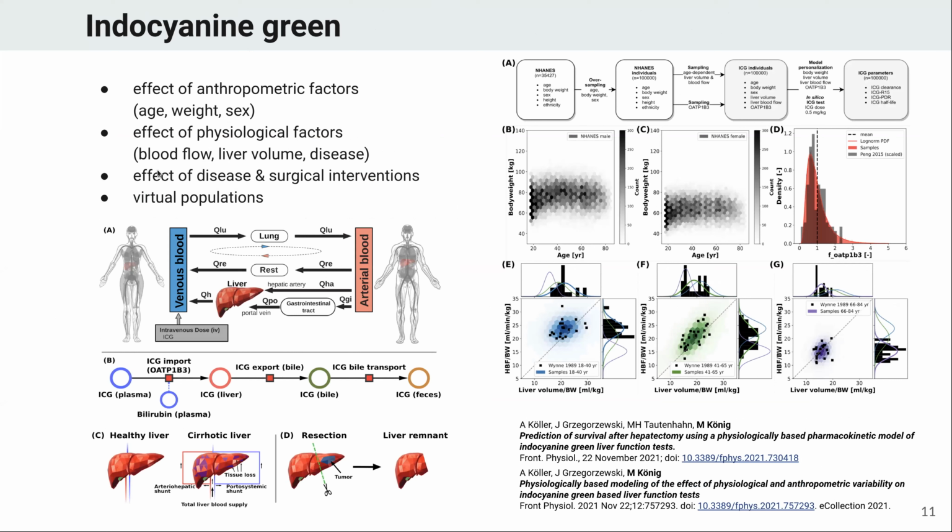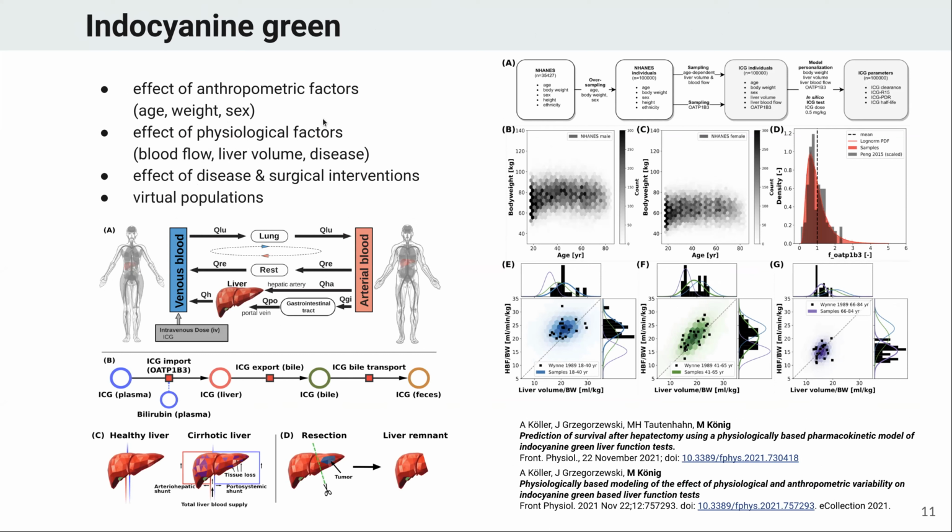Other things we're often interested in are virtual populations. Here we did this for indocyanine green, a different test substance. And you're mainly interested in what factors could affect the pharmacokinetics and the readout in models, and which are relevant for the clinics.